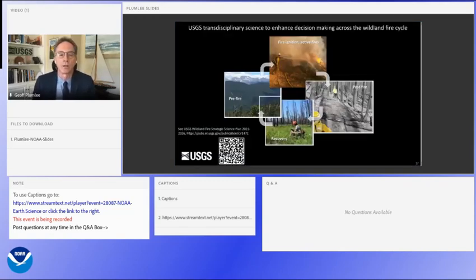We do a lot of work to enhance decision-making across the wildland fire cycle during pre-fire. Pre-fire, we do things like vegetation mapping, fuel structures. Are there abundant large trees? What types of trees are they? We can actually help map fire ignitions and plot the growth of active fires and model fire growth.